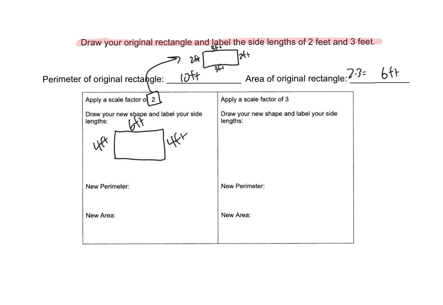And 2 times 3, which gives us 6 feet. So you have your shape right there, and then go ahead and use that to start to find the new perimeter and the new area. Okay, so if you found the perimeter to be 20 feet and the new area to be 24 feet squared, you got it. So 20 feet and 24 feet.